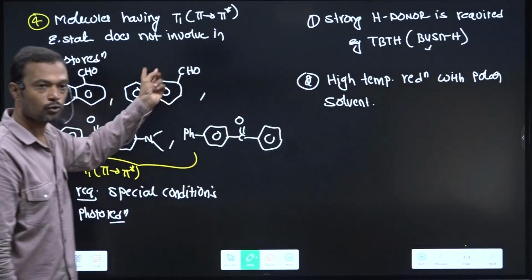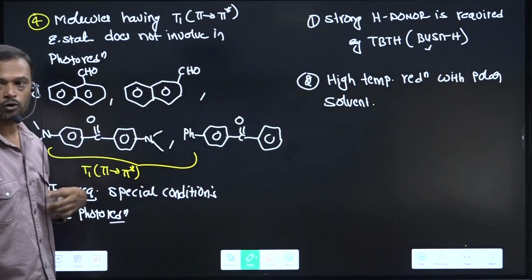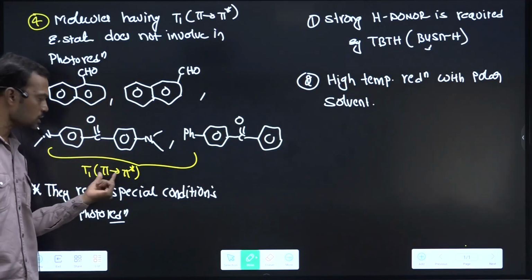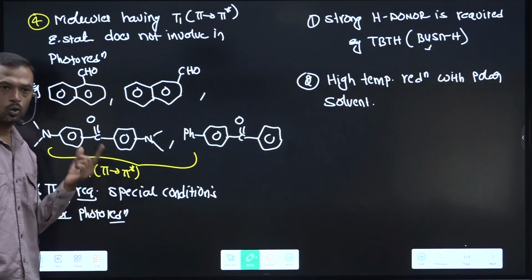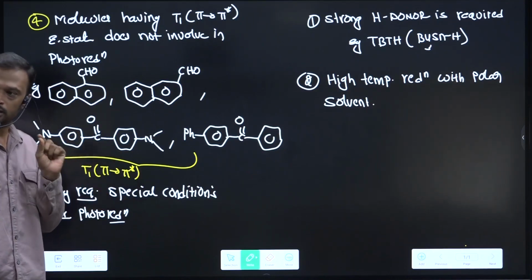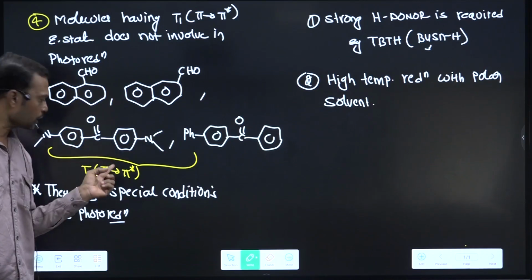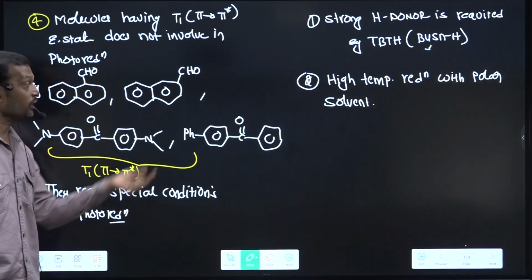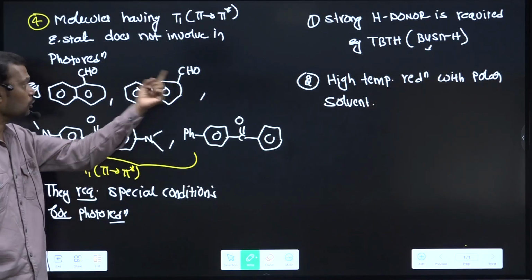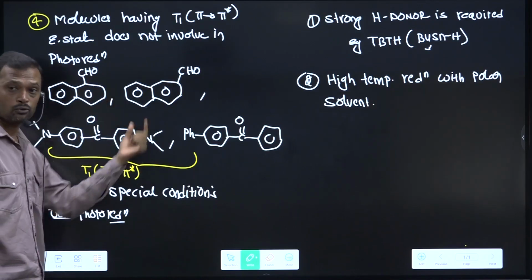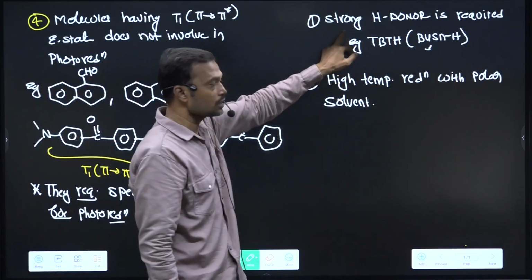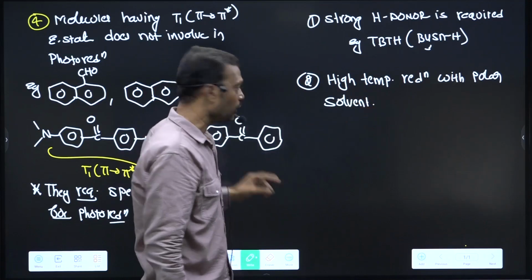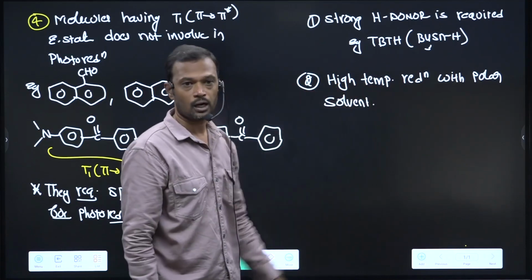Does this molecule undergo photoreduction? Why does it not undergo photoreduction? Because the low energy absorption is pi to pi star. When the low energy absorption is n to pi star, photoreduction is possible. But your low energy is pi to pi star. Still, we can make the reduction. This carbonyl group can be reduced with the help of the following conditions. What is the first condition? Try to take a strong donor, try to boil the molecule with a polar solvent. At that time, what happens, see.